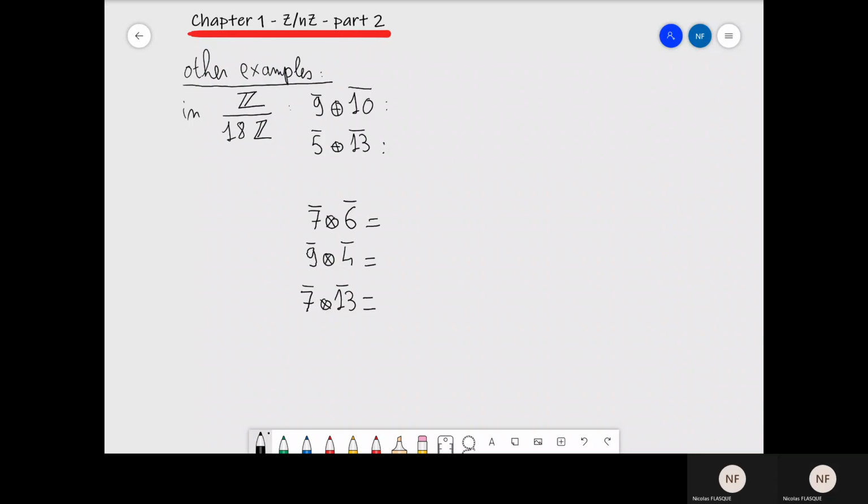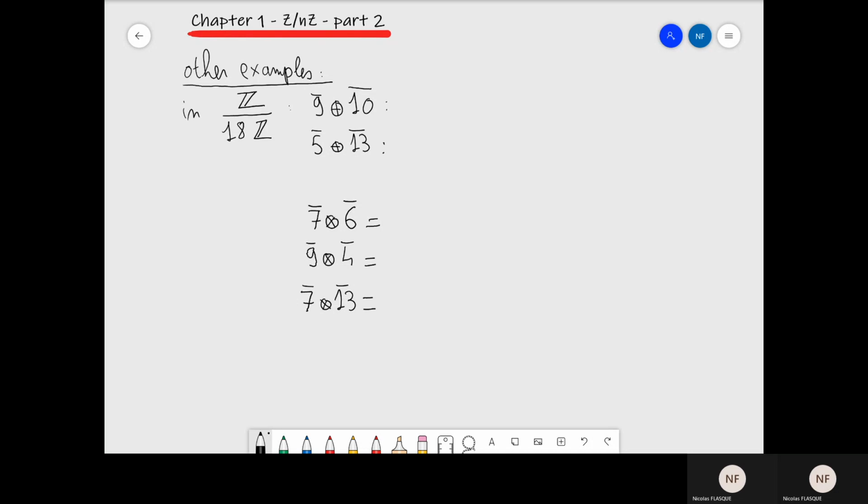So hello again. Short video about other examples of calculation in Z over NZ with, I think this time, some results that will look quite strange or quite different from what you know about standard calculation with numbers. So let's start with the first example.